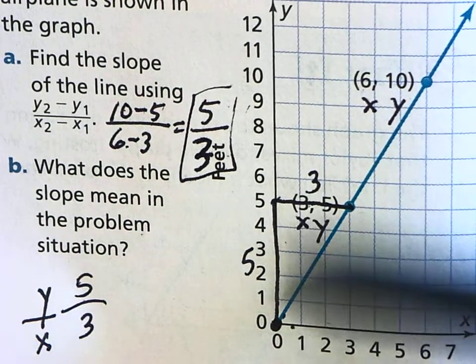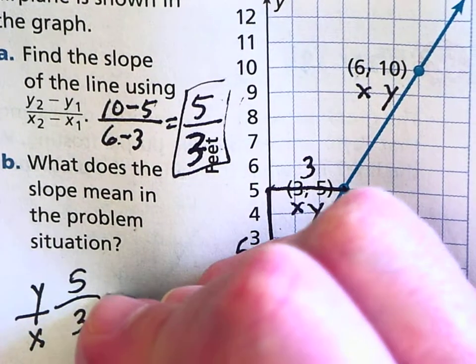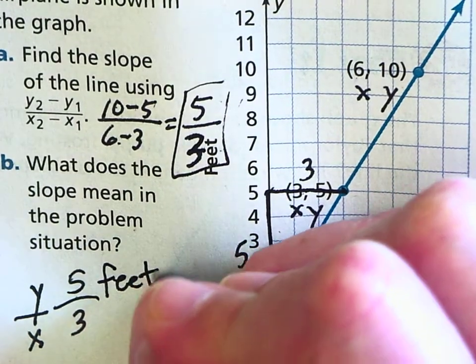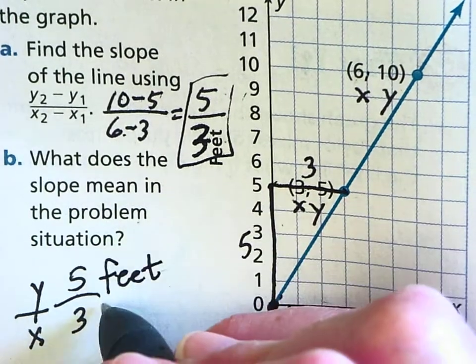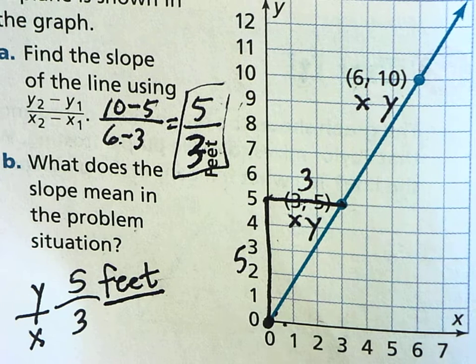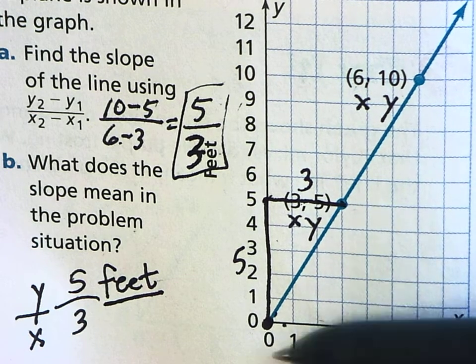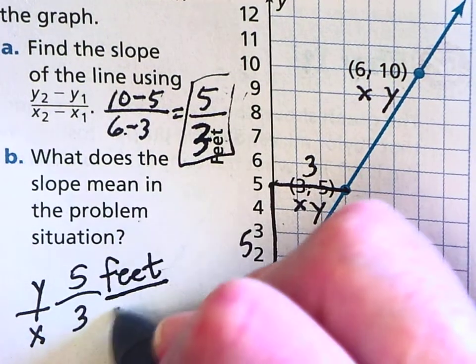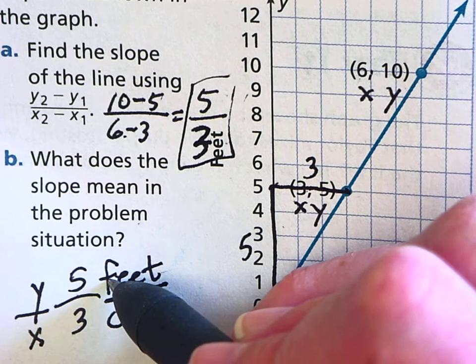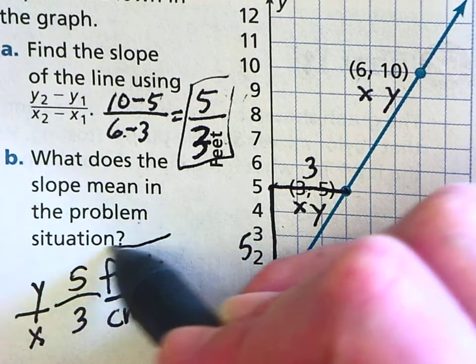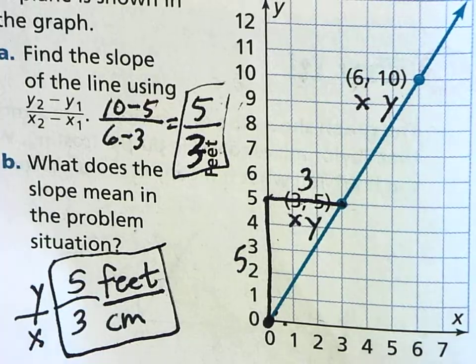Now the y number represents your feet. So this means for every 5 feet in the airplane, the regular size, that represents the x number, 3 centimeters. So every 5 feet represents 3 centimeters in the model plane. That's what the slope means in this problem.